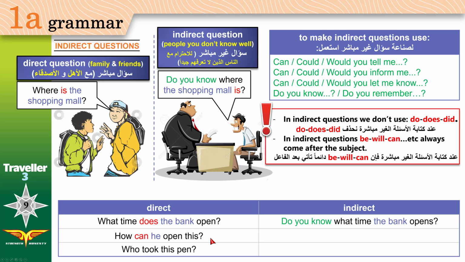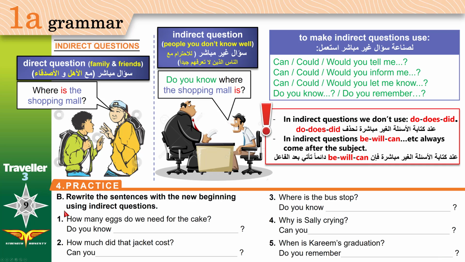How can he open this? How he can open this. We put can after the subject. Here it's before, direct question. Indirect, it's after. Here, who took this pen? No subject. We are asking about the subject and we don't have auxiliary verbs, so we can say, would you inform me who took this pen? And that's it. Now, rewrite the sentences with the new beginning using indirect questions.